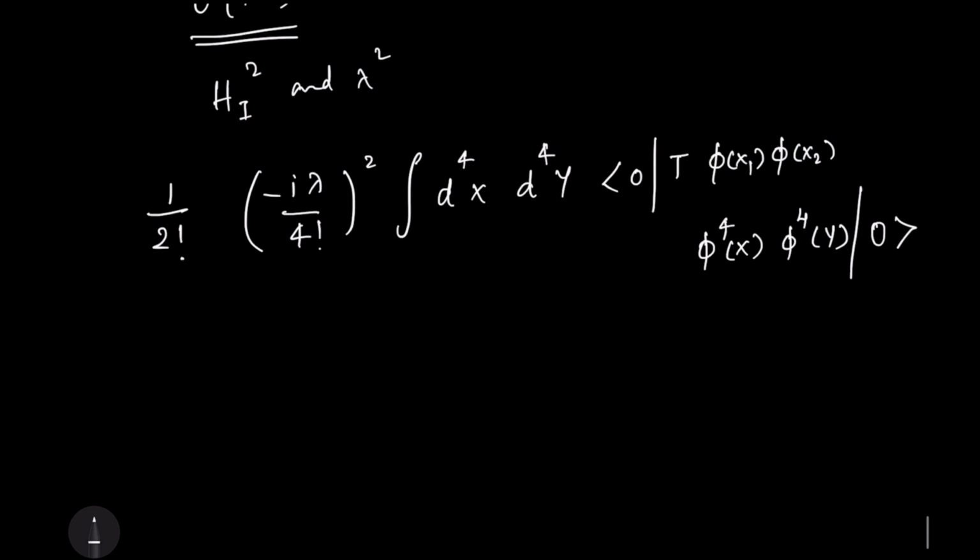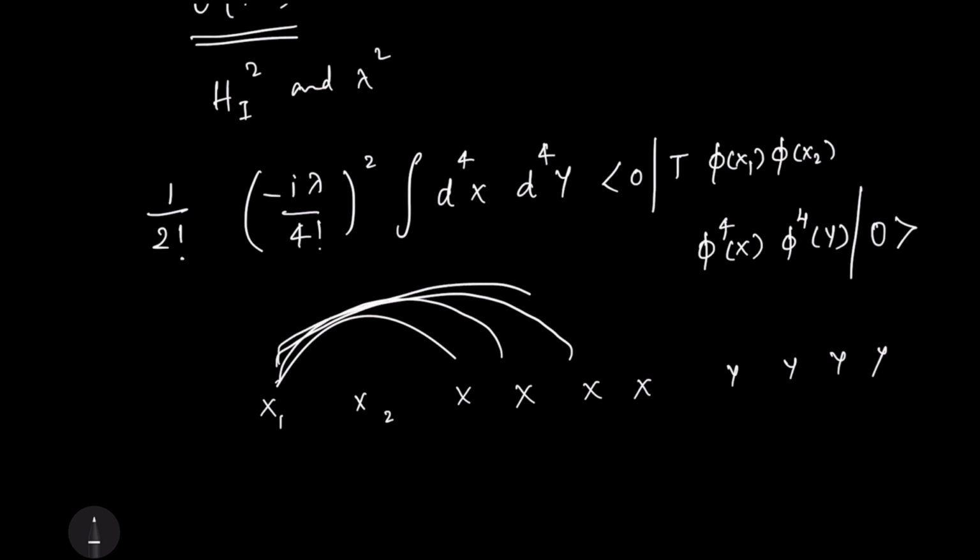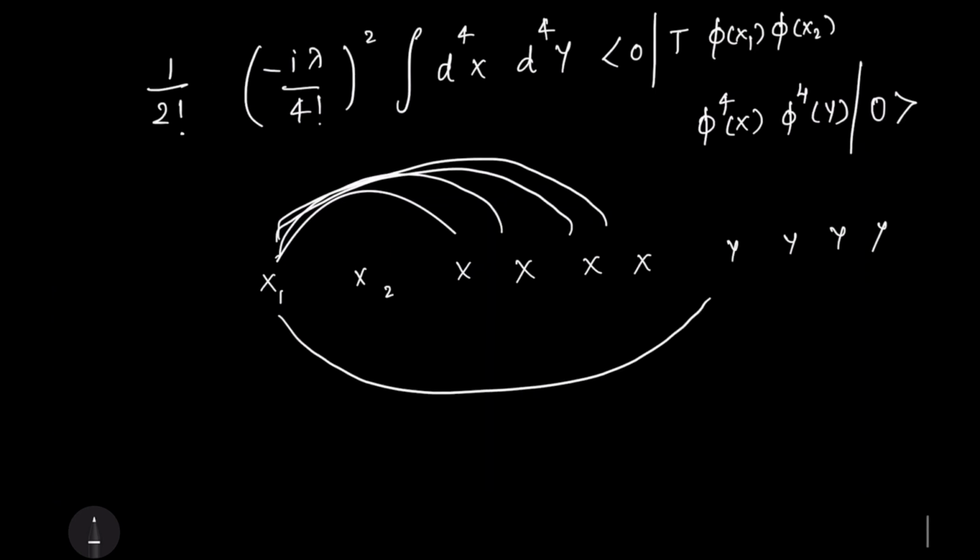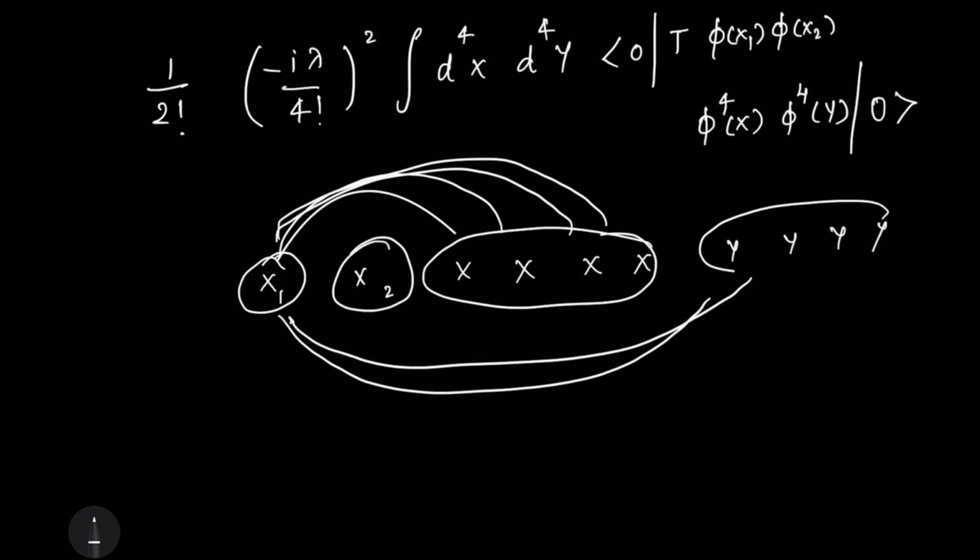So here we have x1, x2, and 4x and 4y. So our task is to find all the possible ways to connect all of them. So how do I pair up? x1 can pair with x in 4 ways, right? Similarly, x1 can pair with y in 4 ways. So I have to find all the possible connections between x1, x2, there are 4x and there are 4y. So it's very easy. First I'll show you how to do it. So there are different possible diagrams.